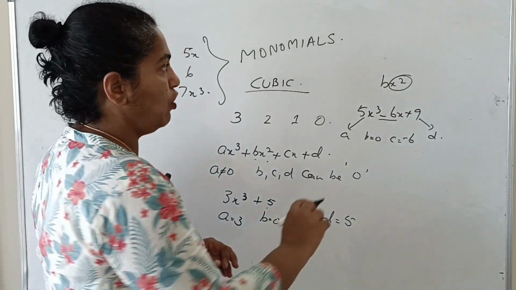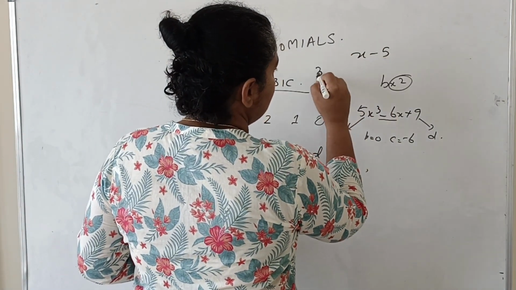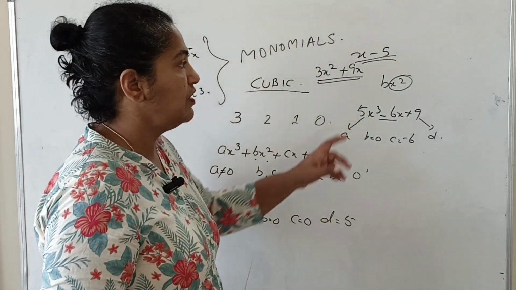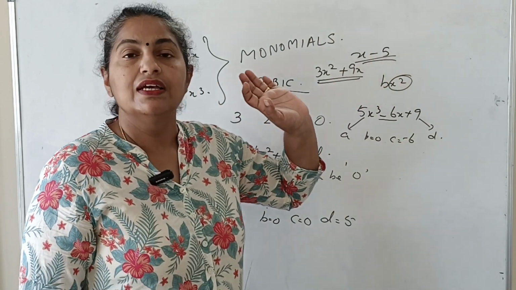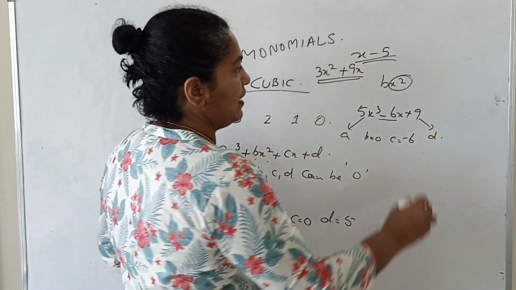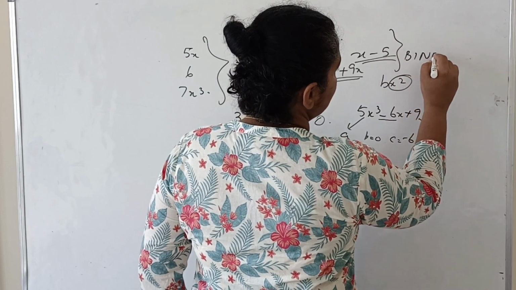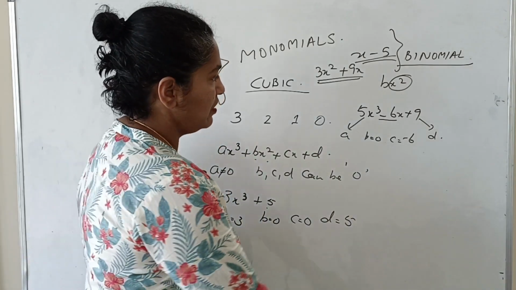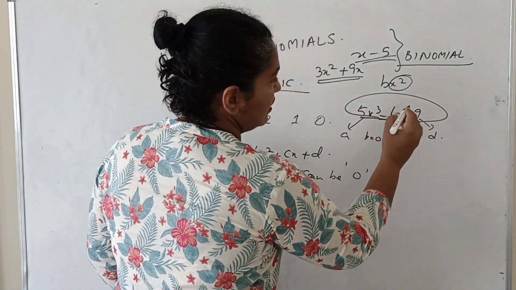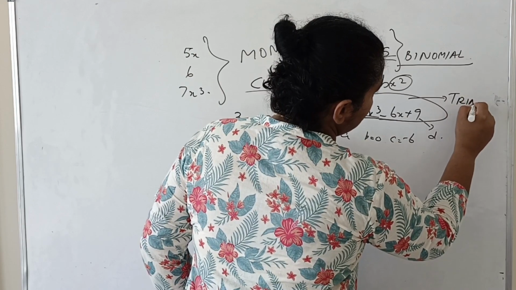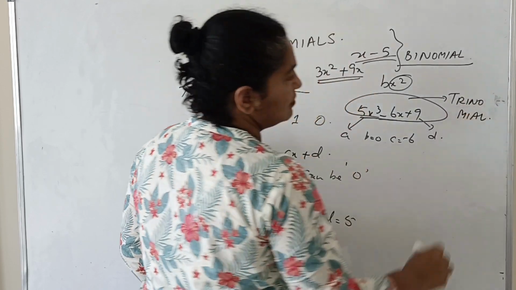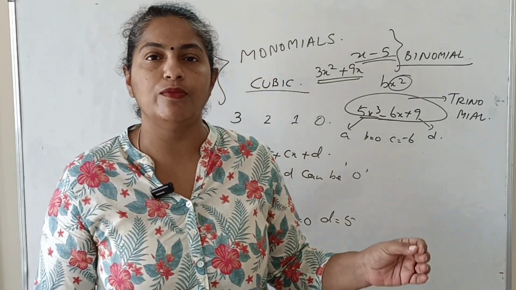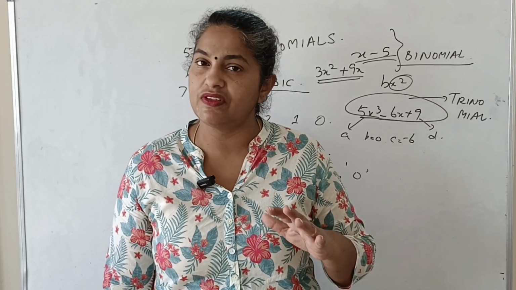When you have a polynomial of the form x minus 5, 3x square plus 9x, these are all polynomials having 2 terms. One term is x, the other term is minus 5. Such kind of polynomials are called binomials. When a polynomial has 3 terms, look at this polynomial, it has got 3 terms. I can call it a trinomial. Okay, beyond trinomial, we just say they are polynomials having 4 terms, polynomials having 5 terms, etc.